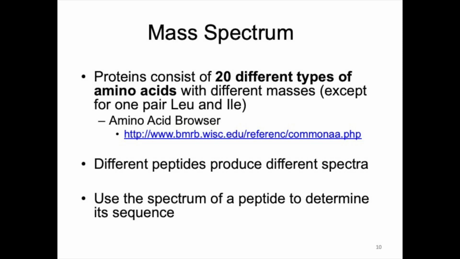Different peptides produce different spectra. Because of this unique relationship, we can use the spectrum of a peptide to determine its sequence. This is also the reason why we want to use database search to find the most possible sequences with a spectrum that matches what we observed in the MSMS experiments.